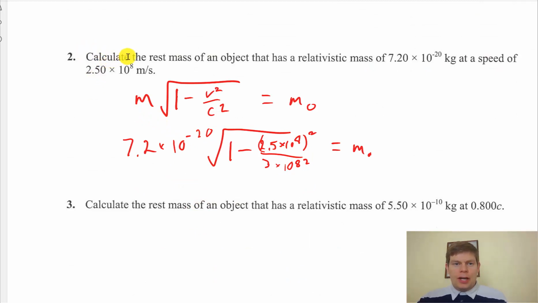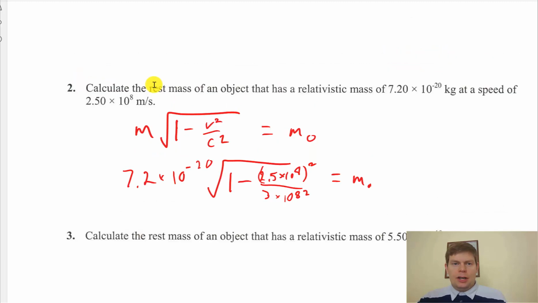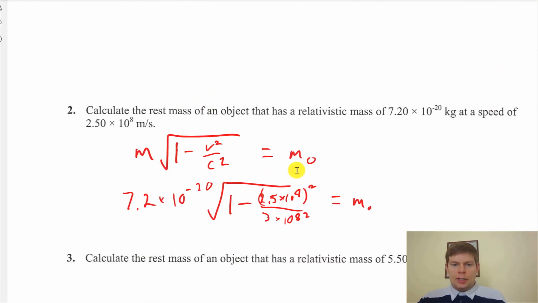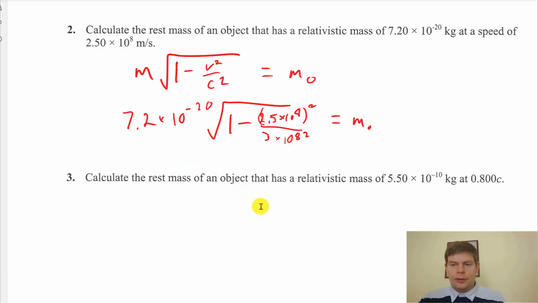So here we're wondering what the rest mass is of an object that has a relativistic mass of 7.2 times 10 to the minus 20, if it's going at this speed. Basically, we're just rearranging this to solve for m naught, which is really easy. We just multiply the denominator by both sides, and we end up with this. Just plug in your numbers and you've got the answer, no big deal. You found the rest mass, which is arguably the more useful thing.